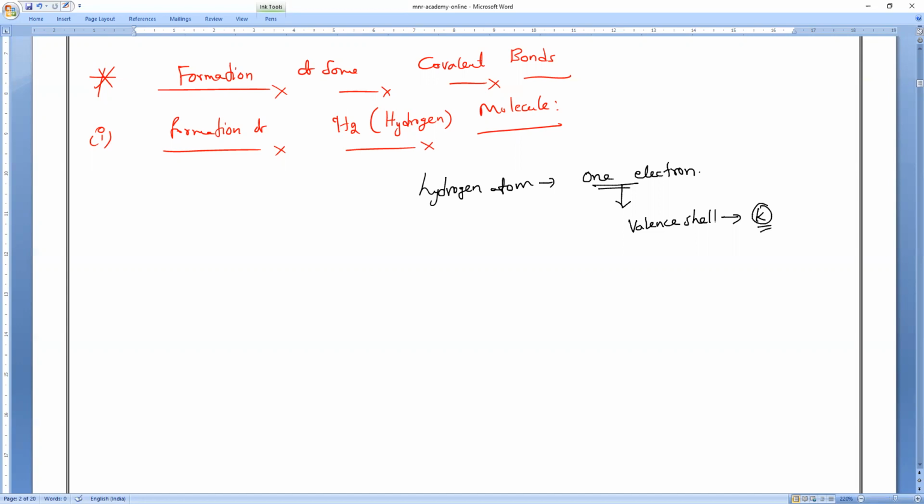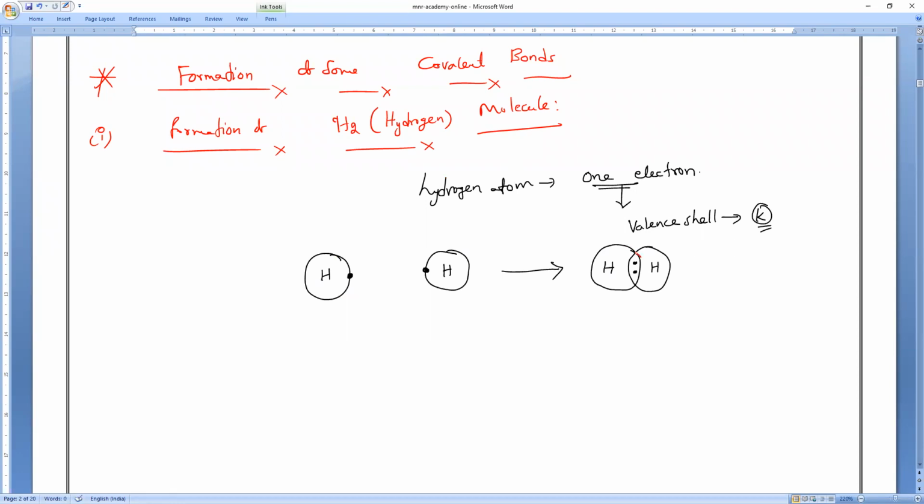So what will happen? It will combine with another hydrogen to acquire stability. If you observe very carefully, one hydrogen atom is having one electron. That itself is the valence electron. Another hydrogen atom also is having one electron. That itself is in the valence shell. So both will combine and they will share. This hydrogen and this hydrogen will put their electron in between them. That is what is shared.